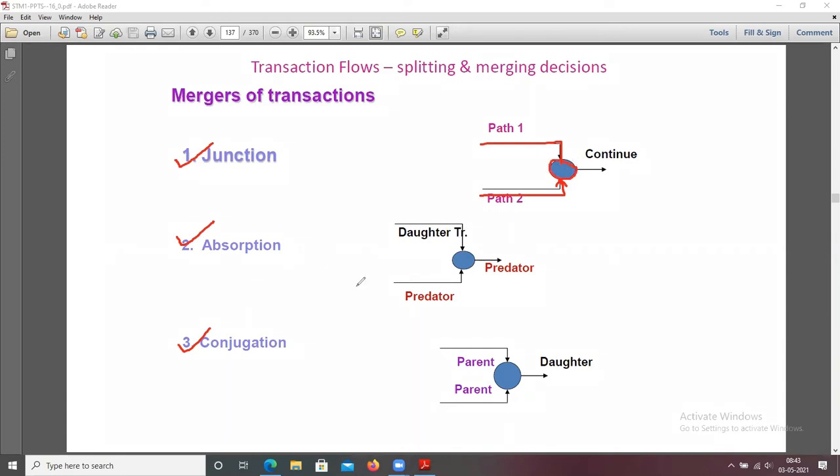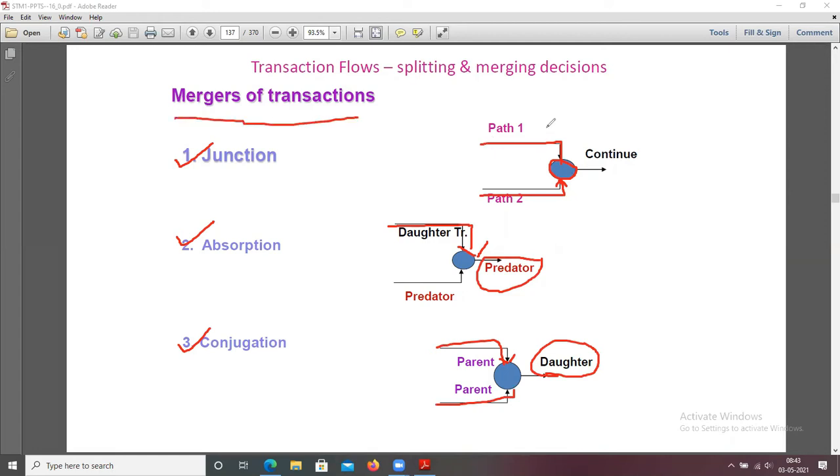Absorption is where this is the predator, the parent, and this is the daughter transaction. This predator absorbs the daughter transaction. Conjugation means both are parents, and these transactions are changed into a daughter. So this is about merger of transactions.